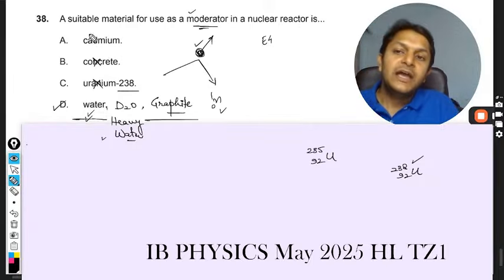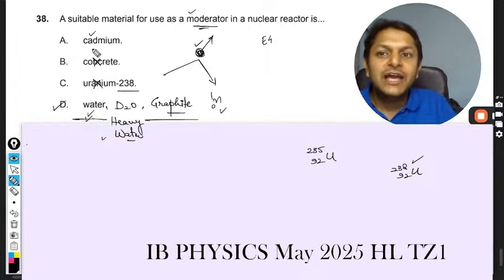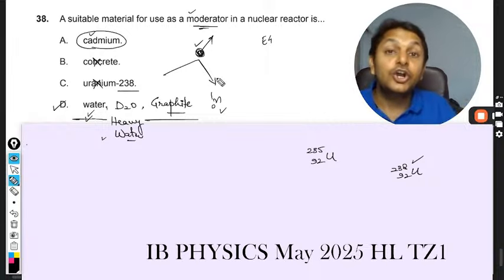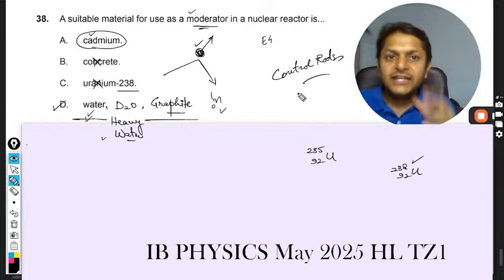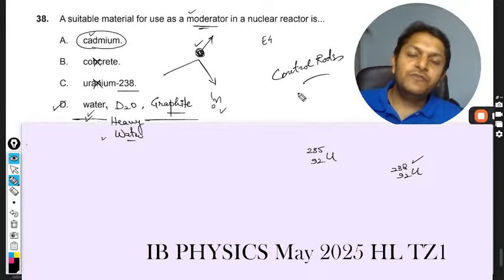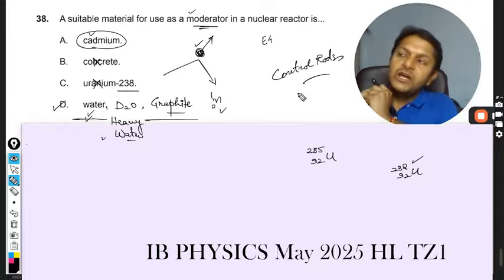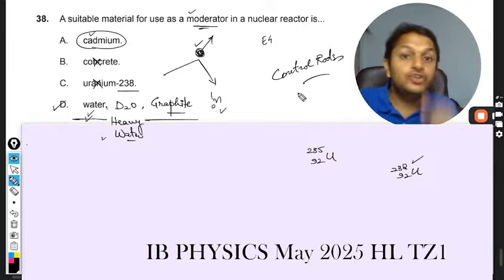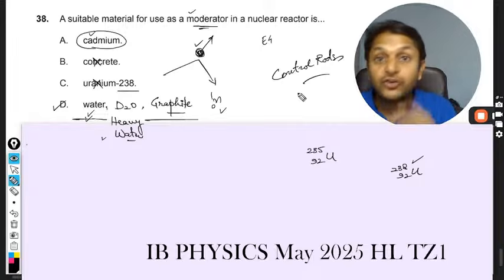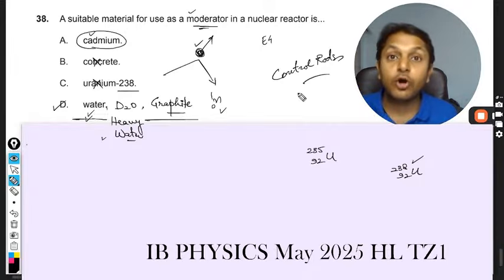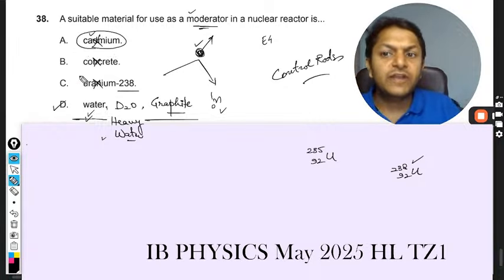Cadmium is a curious case now. Cadmium is a material that absorbs neutrons, so do not get confused. Cadmium is the material used in control rods to absorb neutrons. If you want to slow down the reaction, to convert the uncontrolled fission reaction into a controlled fission reaction, you use control rods. If you want to decommission a nuclear reactor, you press the control rods in completely, and they absorb all the neutrons. So cadmium is used in control rods, but not as the moderator. So even A is wrong.